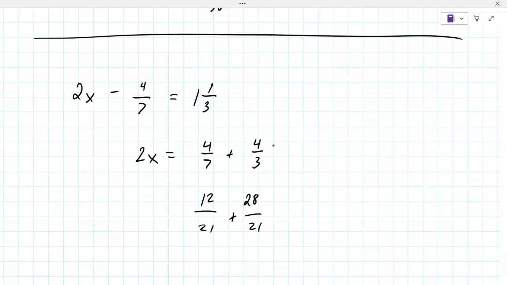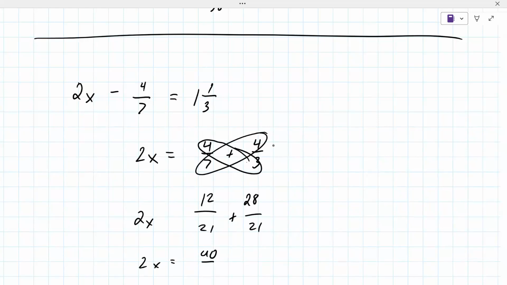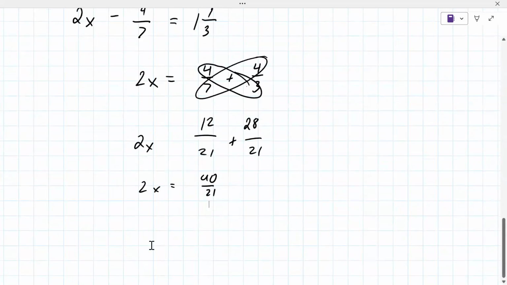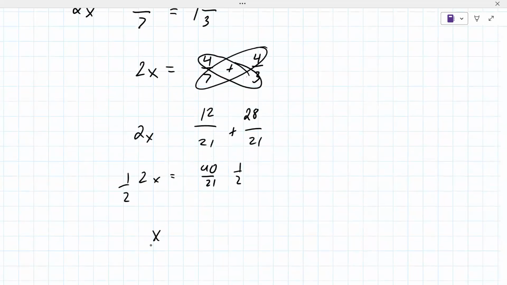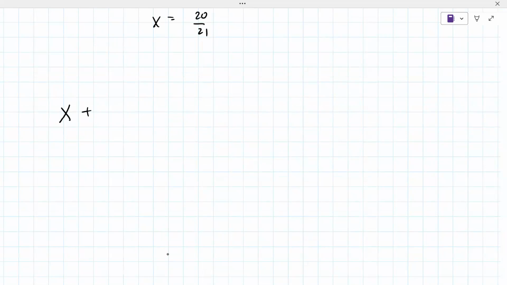Oh, yeah. So you tend to multiply diagonally on these. And then you have 2x equals 40 over 21. And then you multiply by 1/2. X equals 20 over 21. Okay, you ready to try another one? Yeah. All right, let's go: x plus 2 and 1/3 equals -5/6. And I'm sorry, let me put a 3 there.